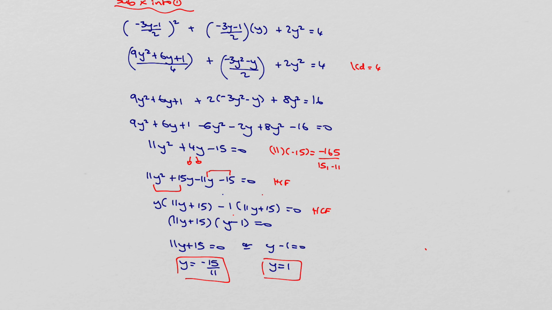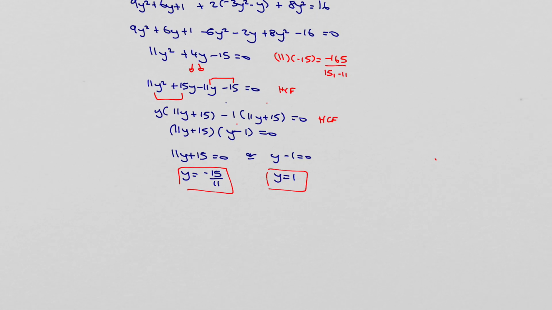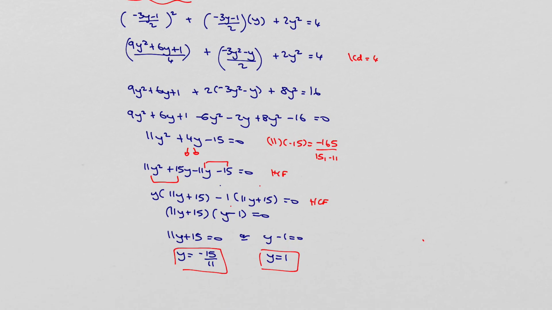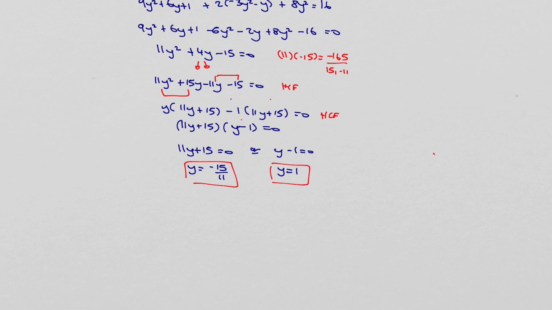We have to go back and find the x values. So what we're going to do is we're going to sub y back into this equation up here for x. So we saw that x is equal to minus 3y minus 1, and that was over 2. So therefore when y is equal to minus 15 over 11, minus 1 over 2, well, that simplifies down to give us 17 over 11.